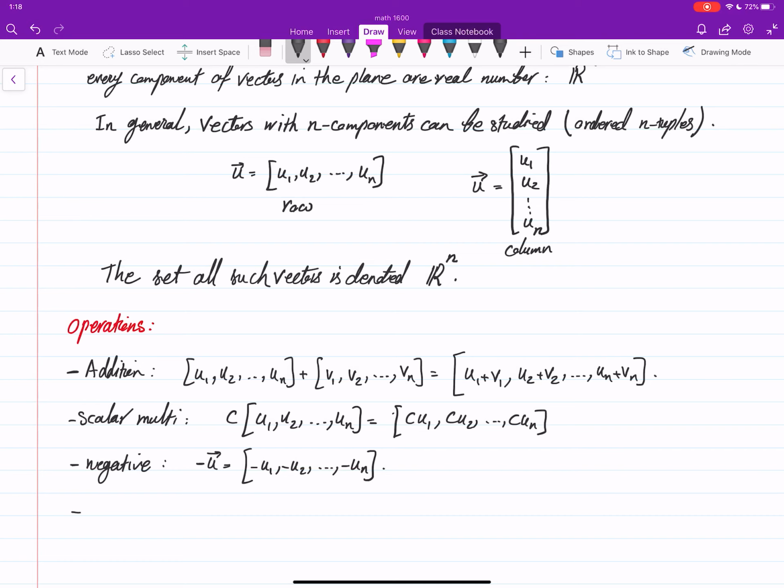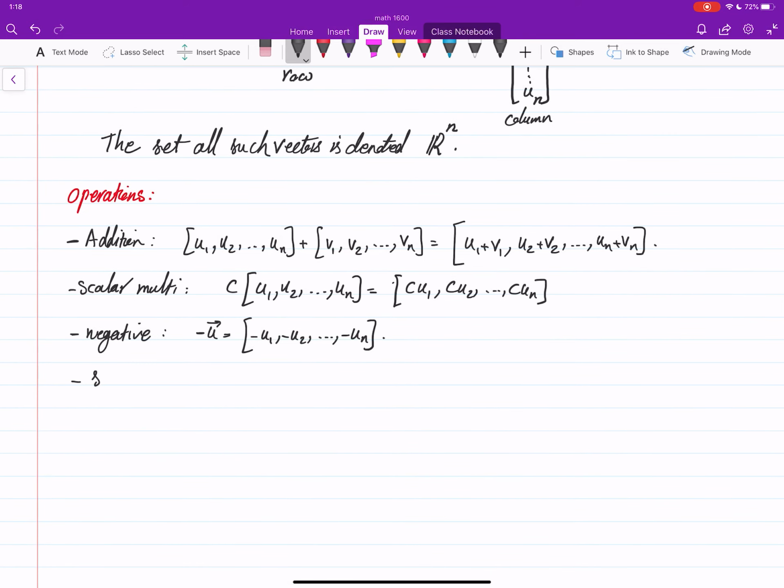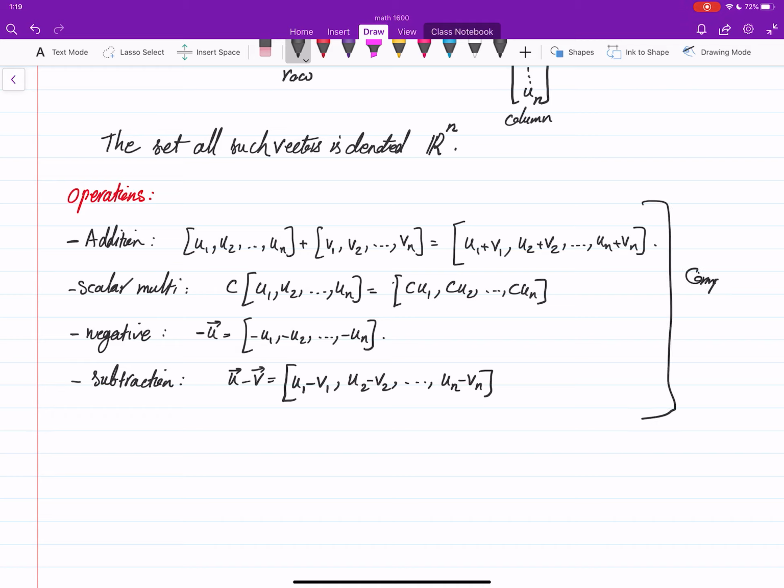And then as the last one, subtraction: if I have u minus v, then the first component of u minus the first component of v, the second component minus the second component, and this goes to un minus vn. Remember, everything is possible because of this generalization based on the component-wise operations. All these operations are component-wise, so we can easily generalize them.